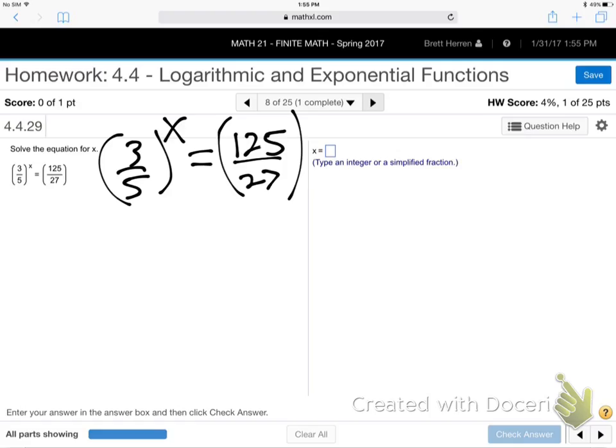Anybody just see the answer? Can you just see what it's going to be if you know the power rules and everything? Anybody know?